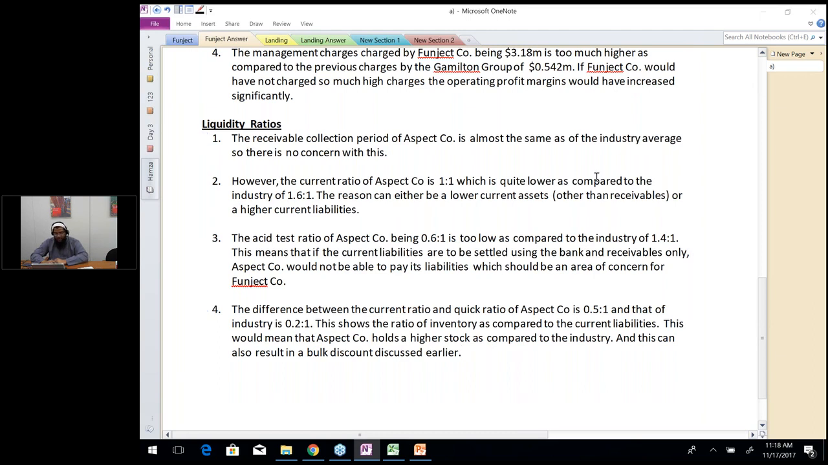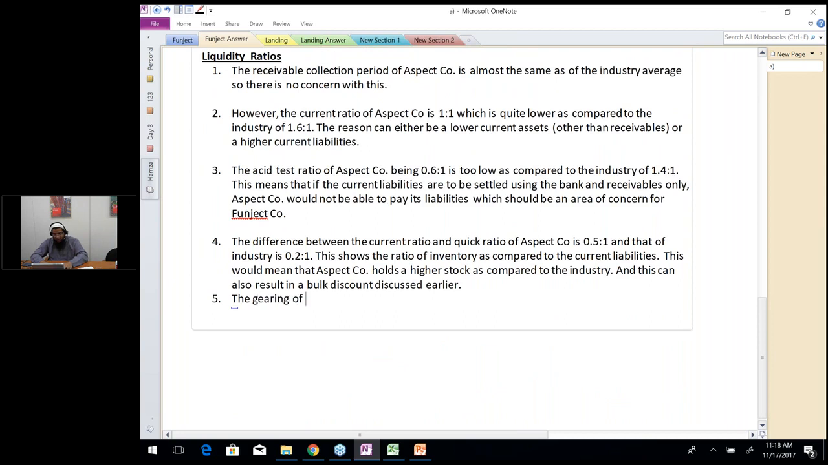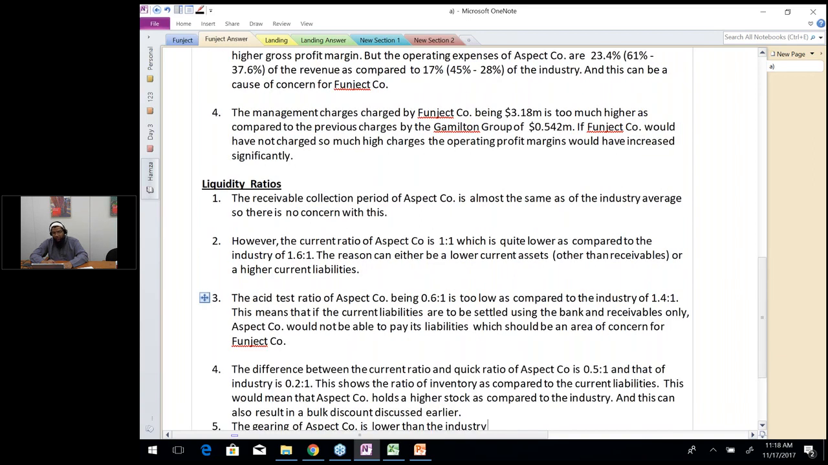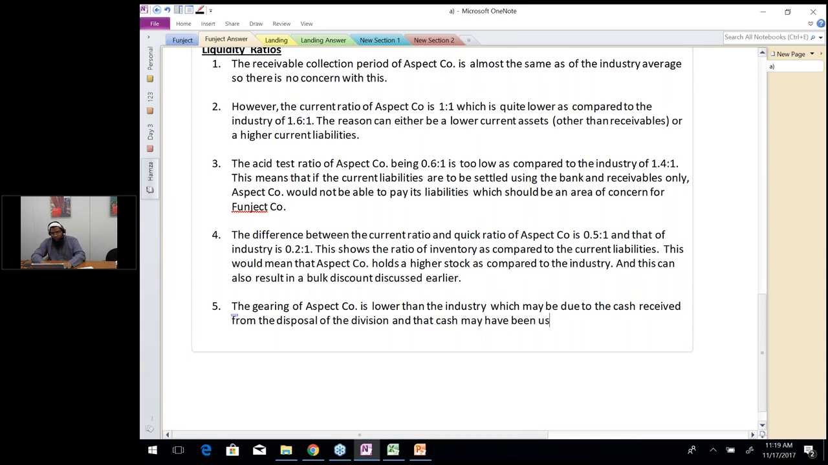So now let's conclude that the gearing ratio is only left now. I would say that the gearing of Aspect company is lower than the industry. If we see, the gearing is 220 as compared to 240 of the industry, which may be due to the cash received from the disposal of the division, and that cash may have been used to repay the loan. So maybe it's possible that we have disposed of the division, so the cash that we got would have been used to repay the loan, and that is why the gearing is lower.